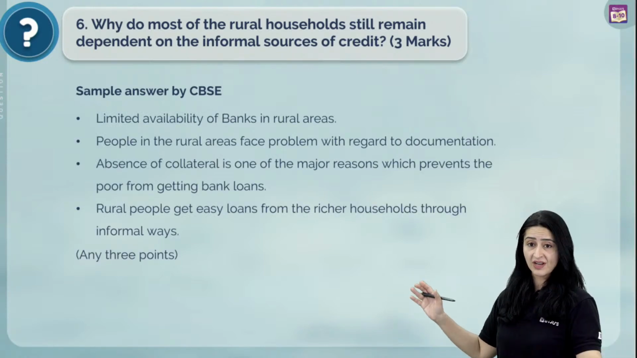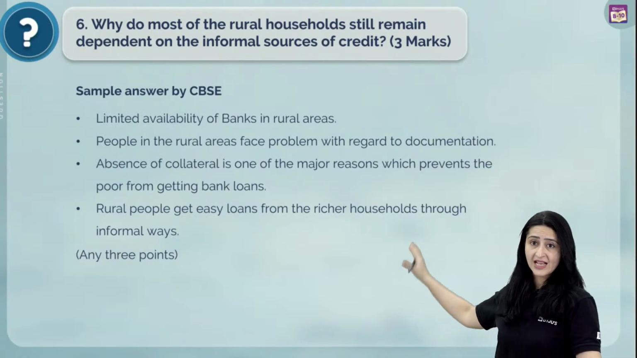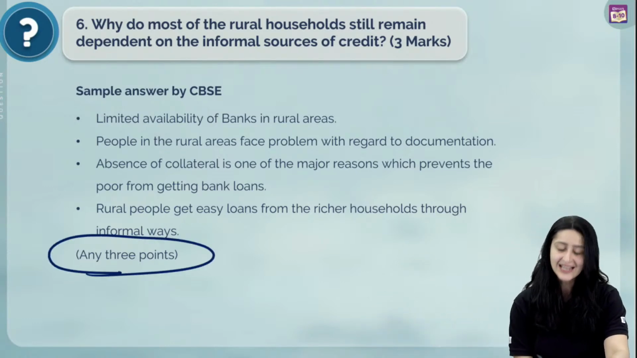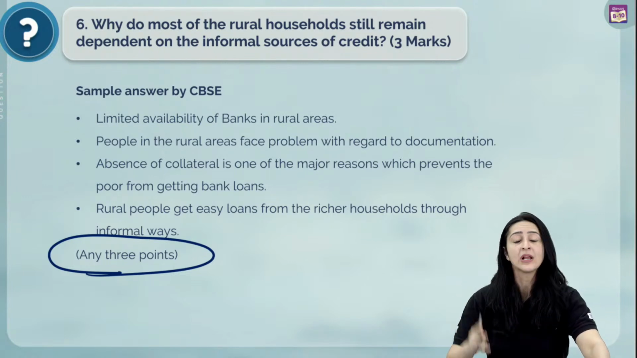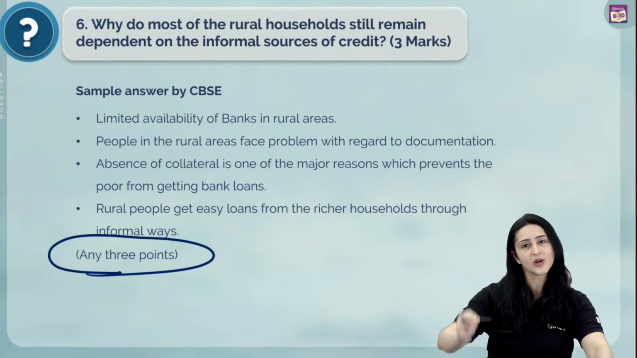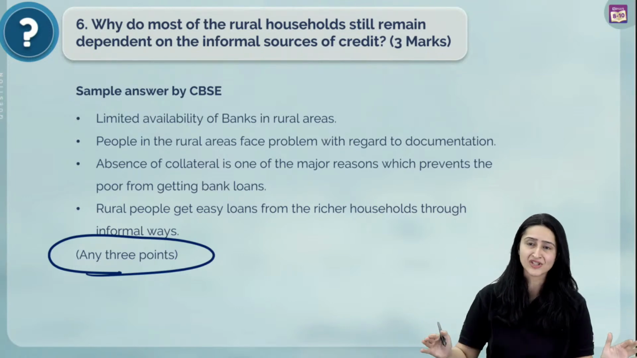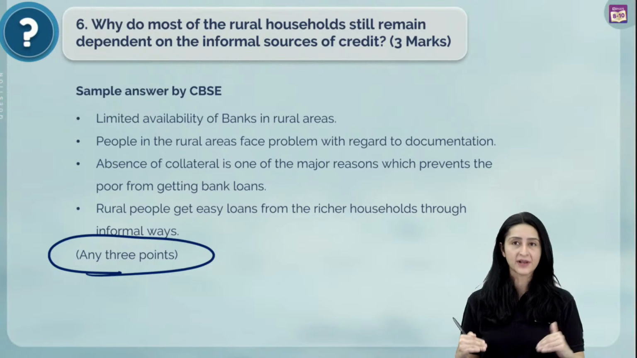CBSE, once again, for a 3-mark question, has given us quite a few points over here, and we have to select 3 points that we want to talk about. 3 points for a 3-mark question, 5 points for a 5-mark question, 2 points for 2-mark questions at least. You can always put a little bit extra if you have time, but this is the minimum requirement.